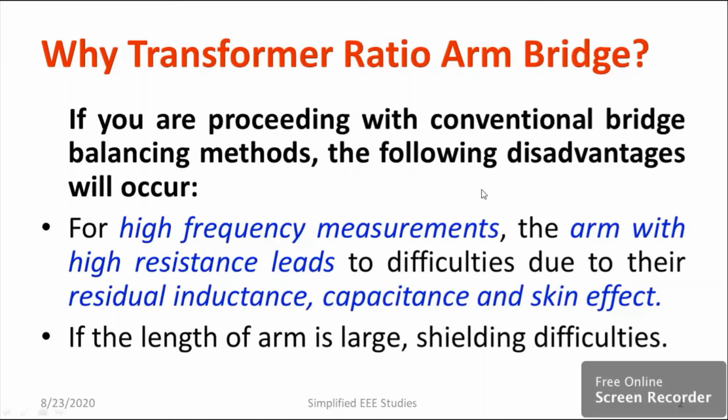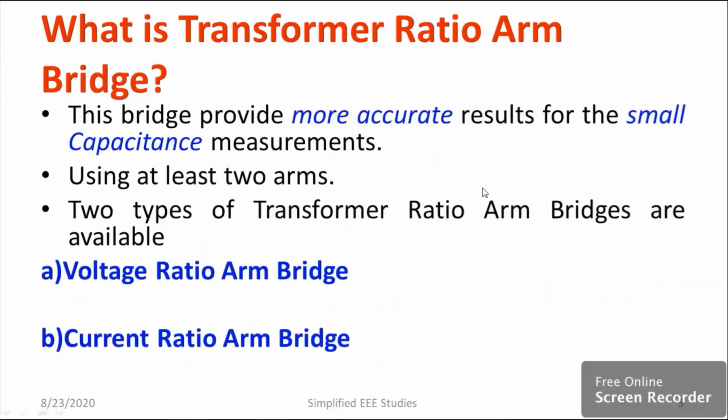Now let us understand what a transformer ratio bridge is. We need a 3-winding transformer with one detector. More than that, we need two arms. So let us list out once again. Number one, we require a 3-winding transformer. Then we need a detector and 2 arms. That is sufficient for a transformer ratio bridge. This bridge provides more accurate results for small capacitance measurement. That's a peculiarity.